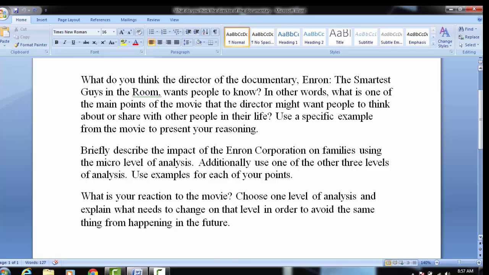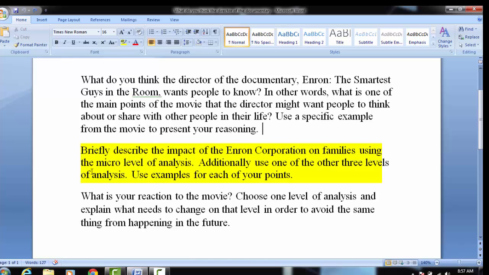For the first part of this prompt, we want to jot down notes below. First, it's asking one of the main points the director wants people to know, not what is a documentary about. Be careful with that. Then, we need to pull one example from the film to support our claim. That's all the first part of this prompt is asking. Let's go down.